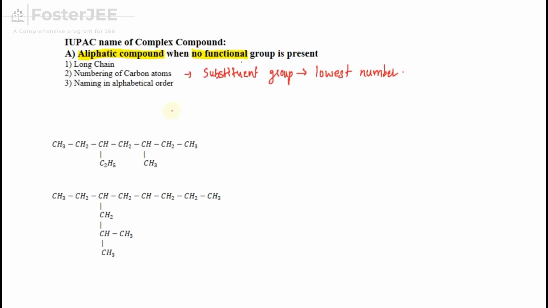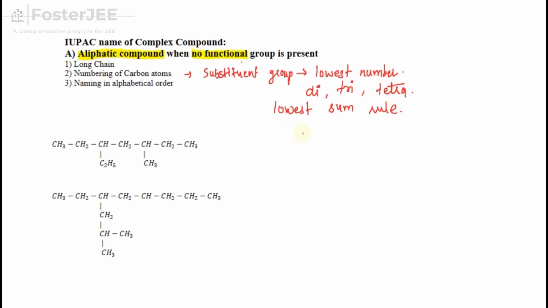Now the second thing is, if the same substituent group is present in the compound, for example, if 2 methyl groups are present, then di is used. If 3 methyl groups are present, then tri is used. Similarly, tetra is used for 4 similar substituent groups. Now if many substituent groups are present, then the lowest sum rule is followed. Let's understand this by an example.